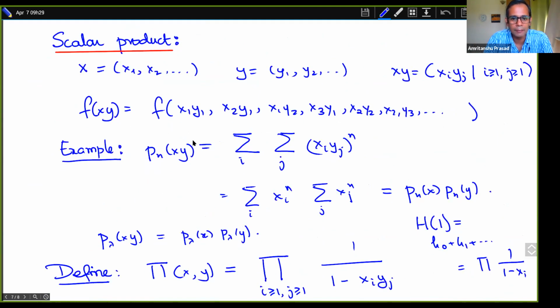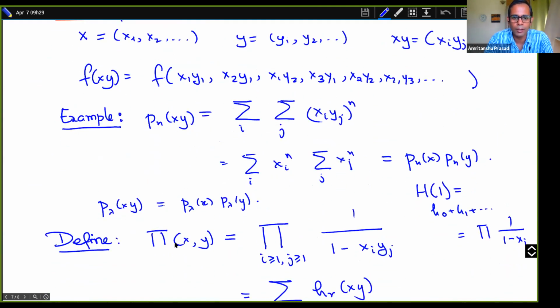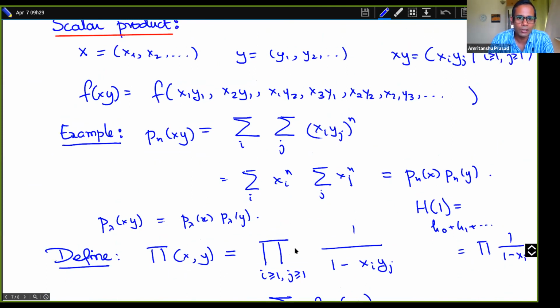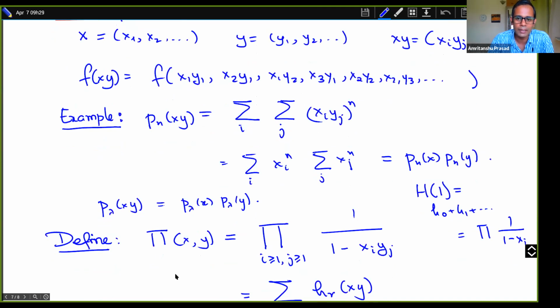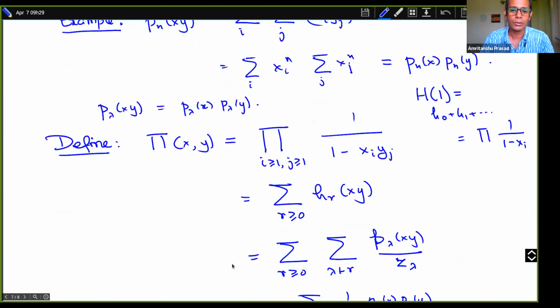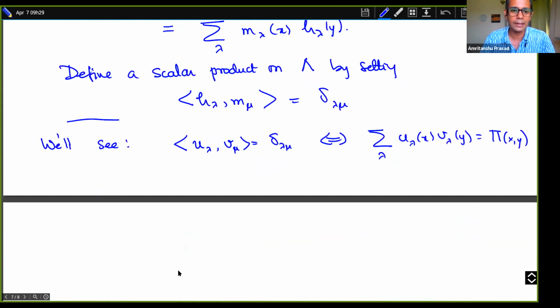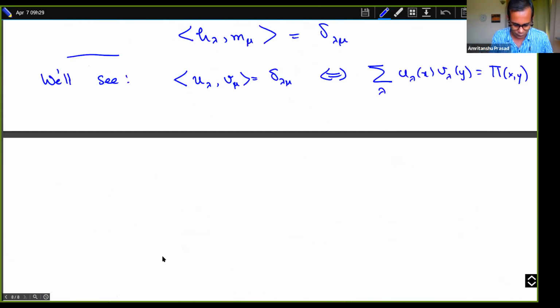So for this, I'm using this product, which is called pi of x comma y. And we will be looking more closely at this. And we're also using this device. So where does this live? This is a symmetric function in two sets of variables. So another way of thinking about this is that, let me just make this clear because it could be slightly confusing.